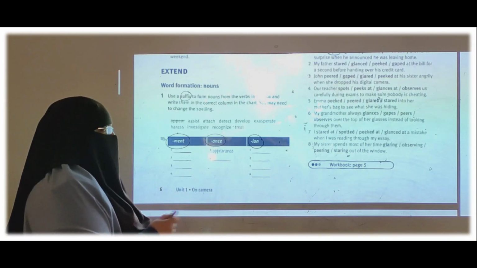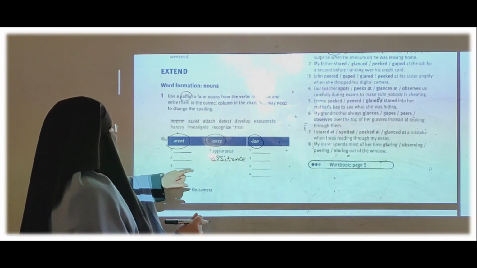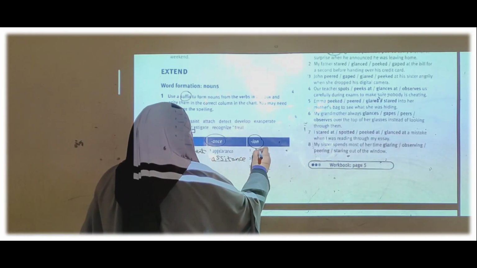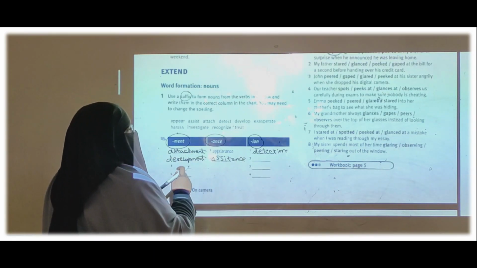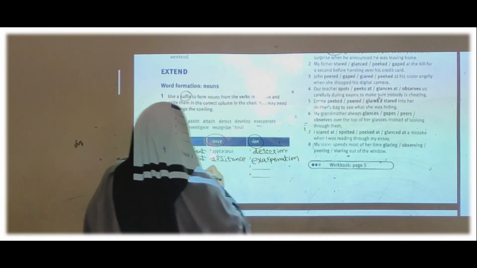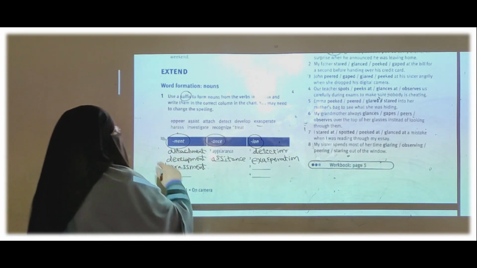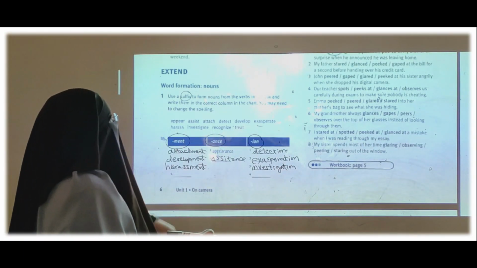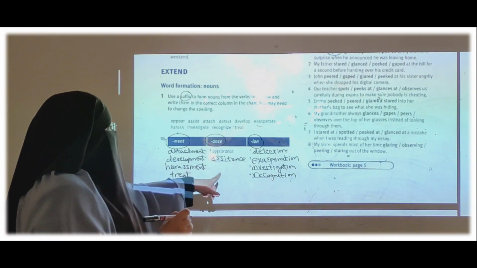Then we have the verb assist, which means to help someone. What is the noun of assist? The noun is assistance. Then we have attach. The noun is attachment. Detect, detection. Develop, development. Exasperate means to make you feel disappointed, and the noun is exasperation. Then we have harass, which means to annoy someone. The noun is harassment, annoying. Investigate, for the police, investigation. When I say the police are doing an investigation into the crime. Recognize, recognition. Treat, and treatment.